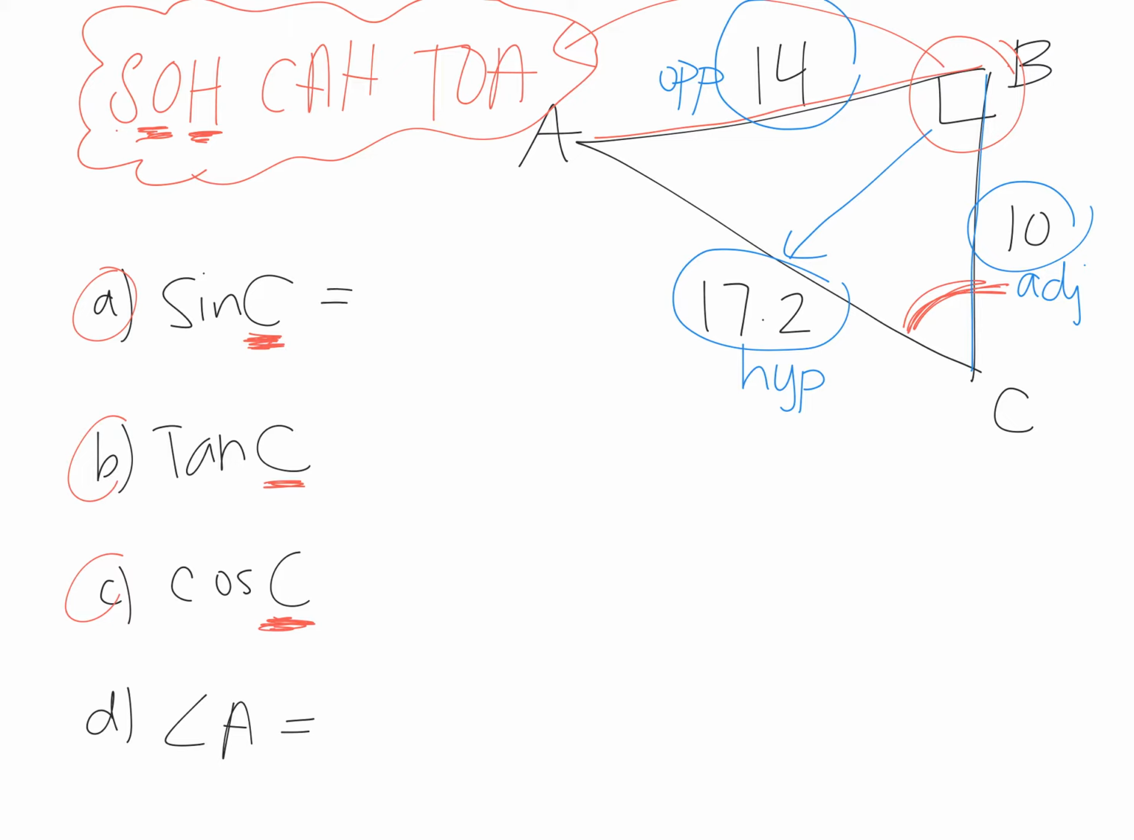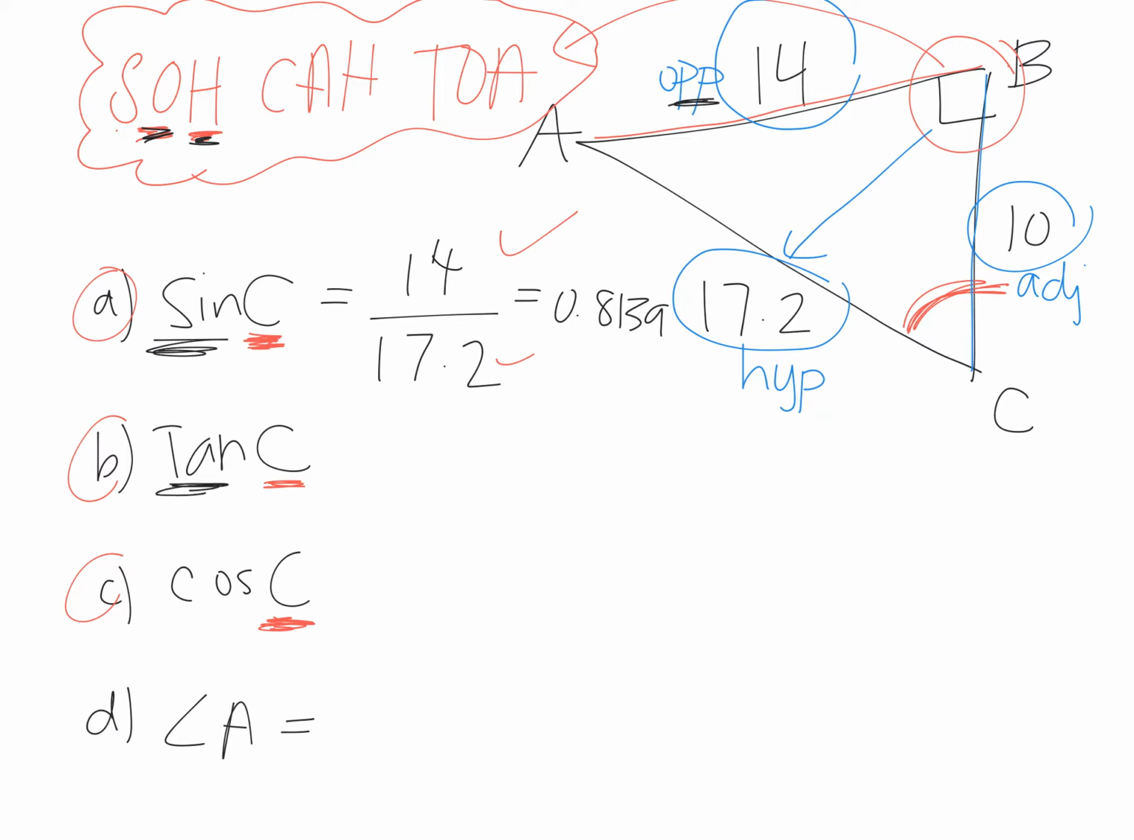So the first one, they want to know the sine ratio. Sine ratio is equal to opposite over hypotenuse. We've already labeled it, that was the hard part. Which side is opposite? 14 over 17.2, and we can turn that into a decimal. What is 14 divided by 17.2? You don't have to, but what is it? 0.8139. Either answer I'll accept. Just write the ratio. That's it.